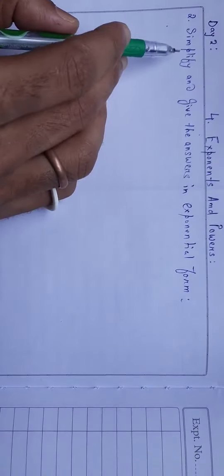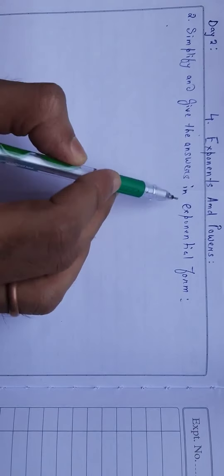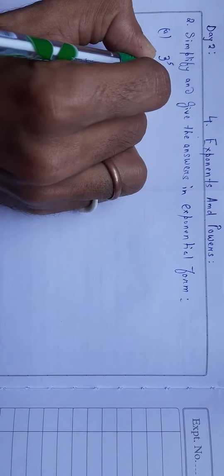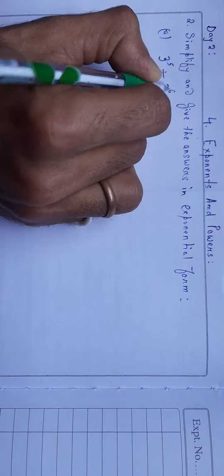Jai Gurudev. We'll resume the chapter Exponents and the Powers from where we ended last. Second question is: simplify and give the answer in exponential form.